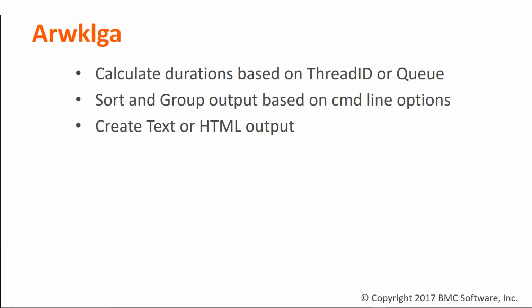After you've run AR prepare logs, it's time to run the actual log analyzer, which is ARWKLGA. This utility is used to calculate durations based on thread ID or queue. It will also sort and group the output based on some command line options that you provide. It can be used to create either text or HTML output, although we're going to focus on the HTML output today.